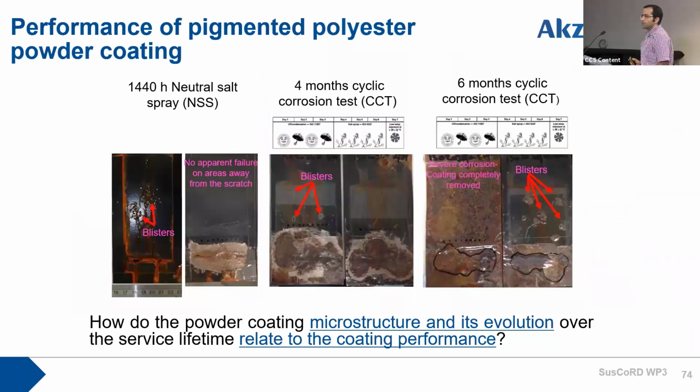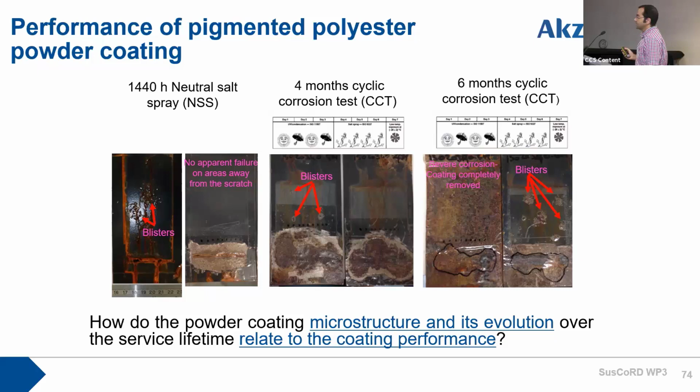So the aim of our project is to understand the structure of powder coating systems and its correlation with performance, as in the service lifetime of the coating. In order to do that, AkzoNobel provided us one-layer polyester powder coatings on panels, which were exposed to 2 different test environments. One is the continuous neutral salt spray test, and the other is the cyclic corrosion test, for 4 months and 6 months. The samples exposed to the cyclic corrosion test all showed failure after 4 months, and this continued and increased, and eventually after 6 months, in some cases, we ended up having a complete damage of the coating.